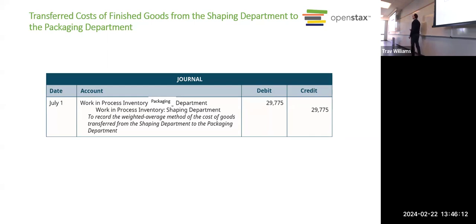Let's think back. This is an inventory type of account, right? But both of those are inventory accounts. What type of account is inventory? An asset, right? And so it's increasing because it's coming into the packaging department. That's why we're debiting. And it's decreasing because it's coming out of the shaping department, and that's why we're crediting.